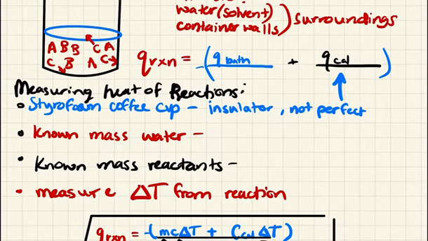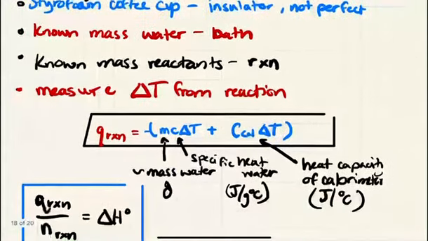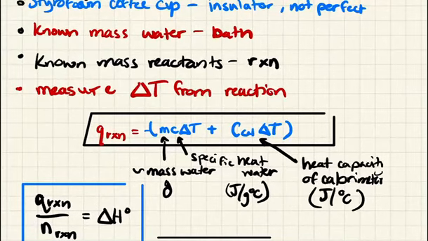All right, we will use a known mass of water for our bath, and we will measure the change in temperature of the water, which will essentially be the change in temperature of our overall solution, and indicate the change in temperature of the reaction in essence. We will use a known mass of reactants, and a lot of times you'll see RXN to summarize the reaction. So Q RXN is the reactants involved. We will also measure the change in temperature using a thermometer inserted into the solution through the lid of the coffee cup.